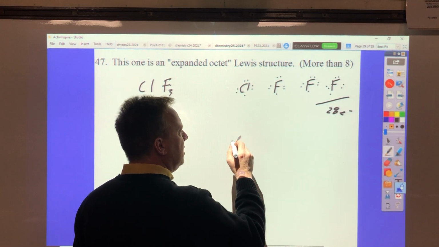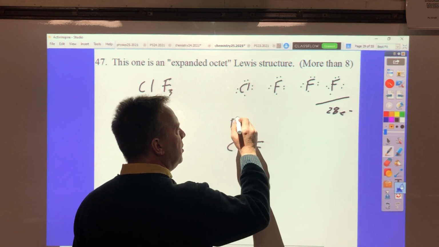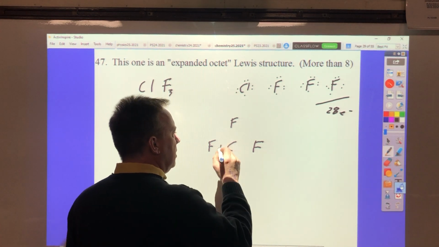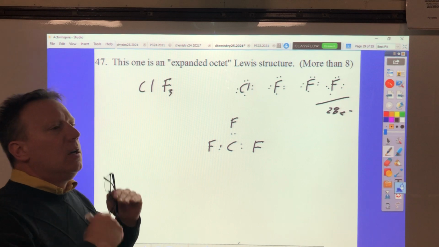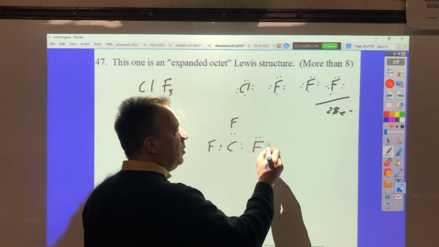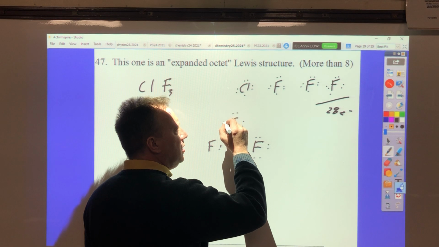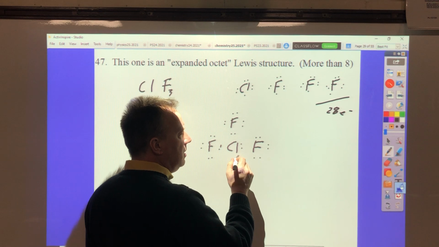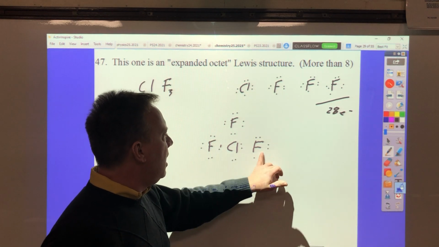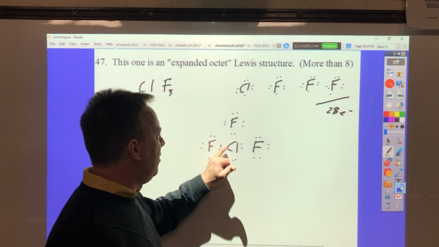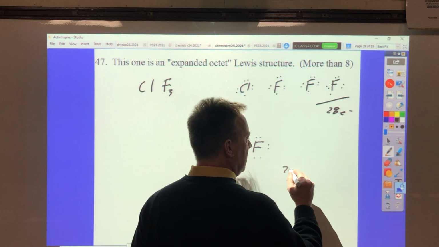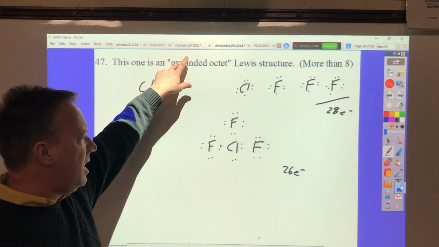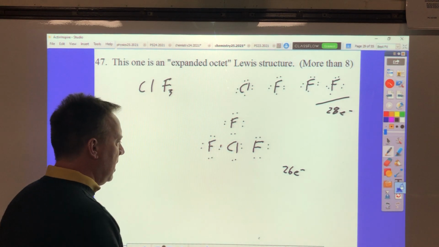Okay, so we're going to put chlorine as the central atom, and a fluorine, and a fluorine, and a fluorine. Give everybody a shared pair. Give everybody a 2, 4, 6, 8. Cl, not C. Okay, so now I have 8, 16, 24, 26, which is not enough, but I'm telling you there's going to be an expanded octet, and where those extra ones are going to go is on our central atom chlorine.